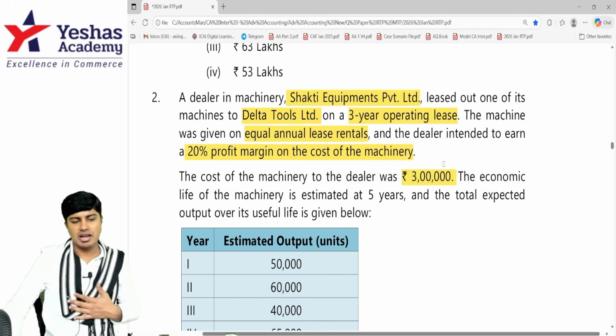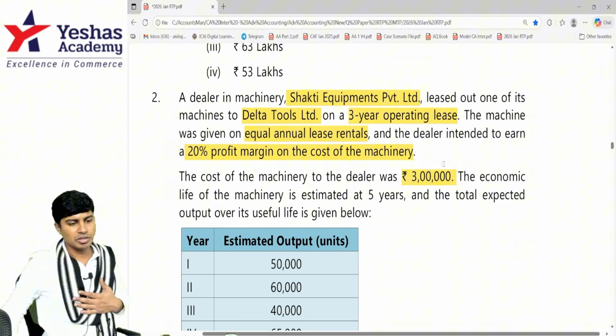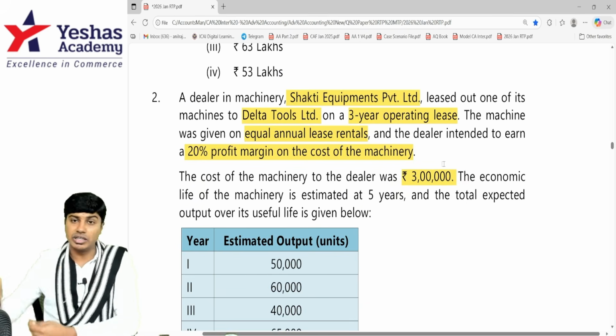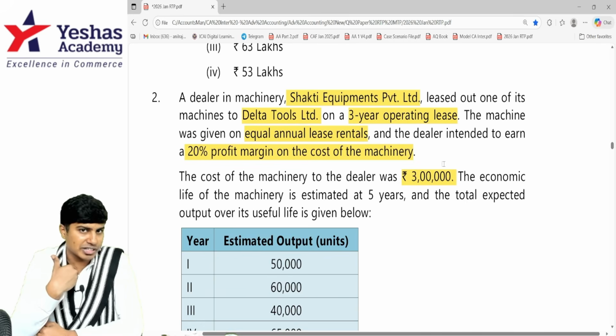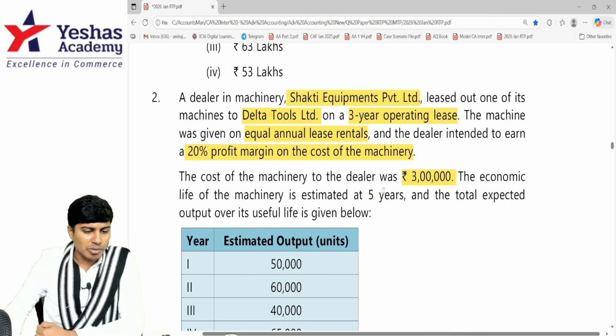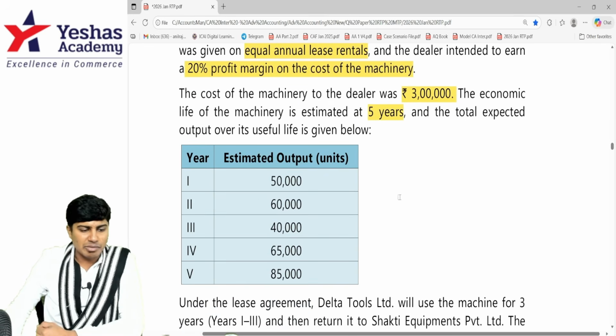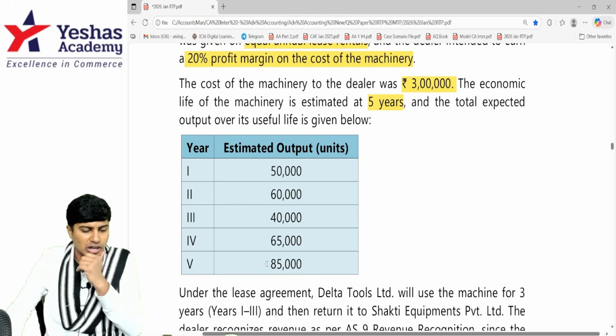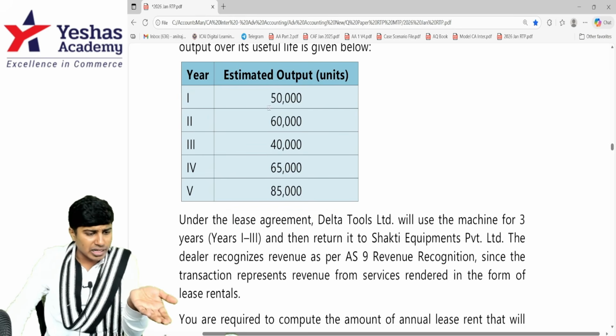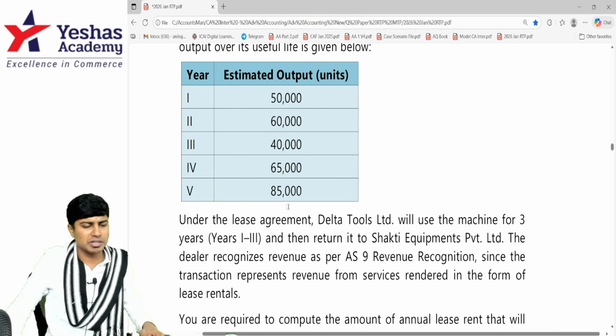I am Shakti Equipments Private Limited, and I have given one machine on lease to Delta Tools, an operating lease. The machine cost me 3 lakh rupees. I purchased the machine for 3 lakh. The economic useful life is 5 years, and I'm expecting this output: 50, 60, 40, 65, 85. This is the output that I expect over the entire useful life. Do help me with this. Quickly take the total: 50 plus 60 plus 40 plus 65 plus 85.